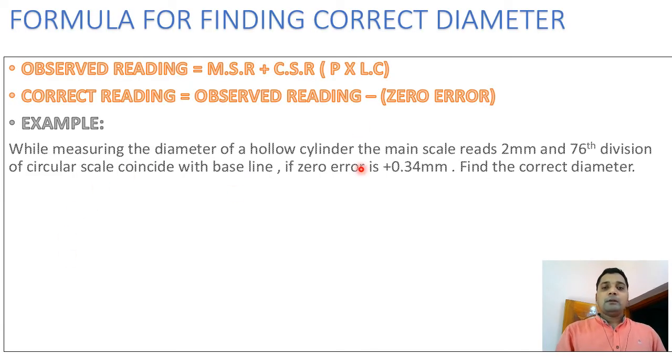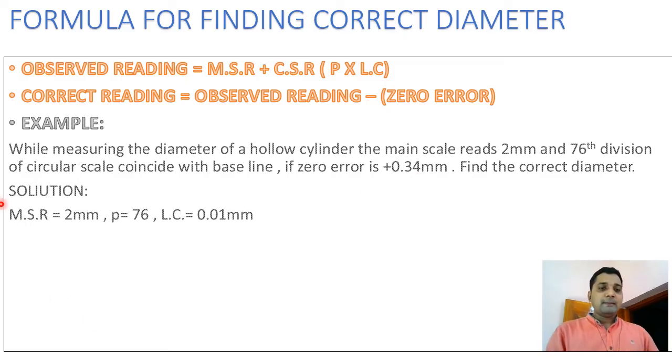Now a numerical. While measuring the diameter of a hollow cylinder, the main scale read 2 mm. That 2 mm is the MSR. The 76th division of the circular scale coincides with the baseline, so 76 is the point of coincidence. The zero error is also given to us as positive. Now let us come to the solution part. Here MSR equals 2 mm, P is 76, LC is 0.01 mm.